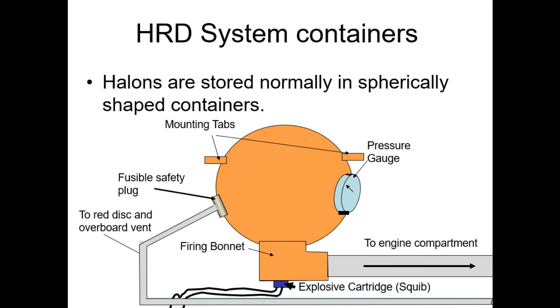Basically, if the temperature of this HRD containing vessel gets high and the internal pressure becomes too great, we're going to break that fusible plug and we're going to vent this extinguishing agent overboard. We don't want the container to explode. There we've got our firing bonnet, which houses our squib, which is an explosive cartridge that when it detonates, it breaks a frangible disc in the container, which releases the agent.